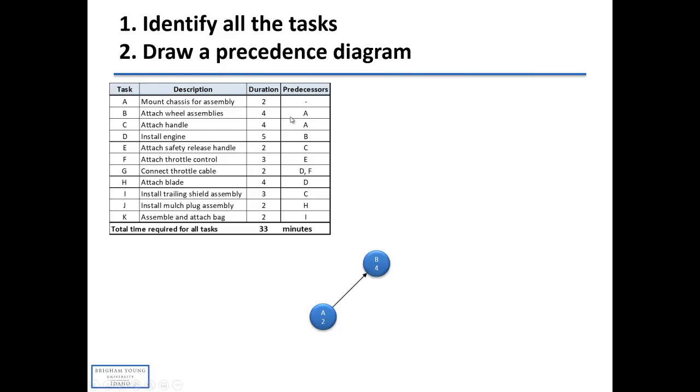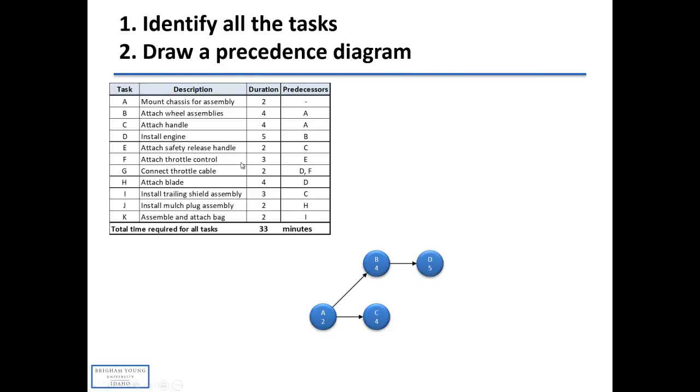B is dependent on A, so once A is completed we can begin task B. Again, we have to mount the chassis for assembly, for example, as A, and we can't attach wheels until we have mounted the assembly. So task B in this example is dependent on task A being completed before we can start it. Likewise, task C is dependent on task A as well. It's not dependent on B, so we draw an arrow directly from A to C, denoting that C cannot begin until task A is done.